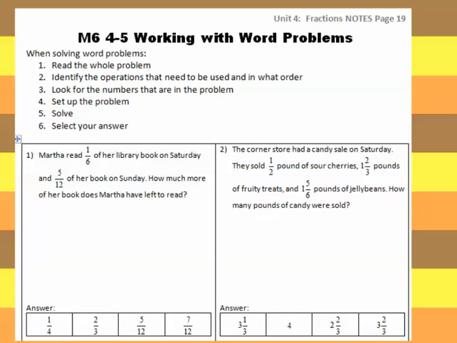So if we read the first question, Martha read 1/6 of her library book on Saturday and 5/12 of her book on Sunday. How much more of her book does Martha have left to read? Now, we read the whole problem. Let's look at the operation words. So, she read this much on Saturday. She read 5/12 on Sunday. It's asking how much more does she need to read? And if I look at the fractions, here's my first fraction and here's my second fraction. When it's asking me how much more, I'm doing subtraction.